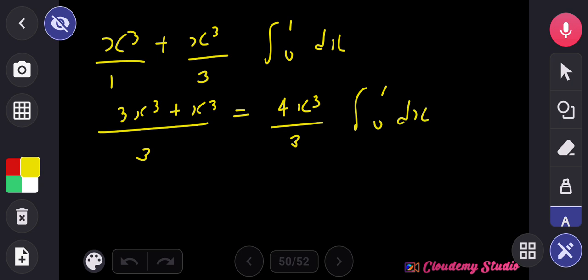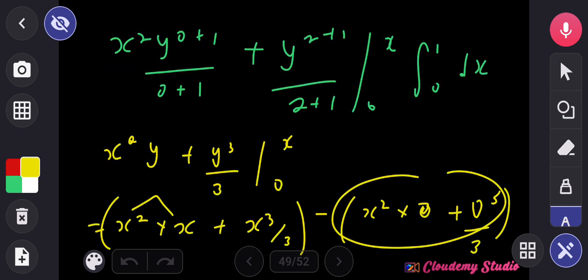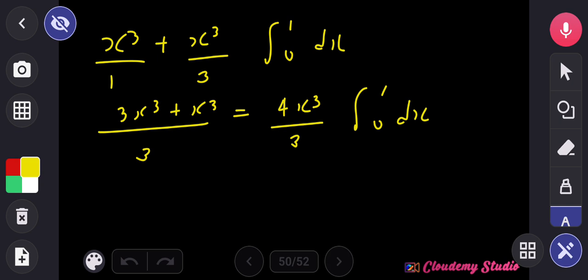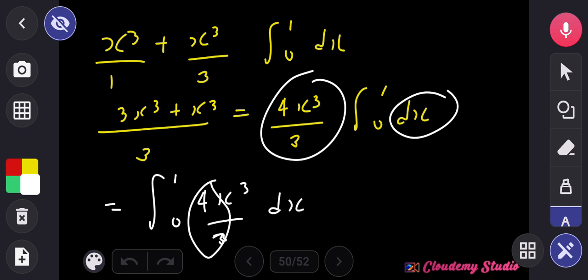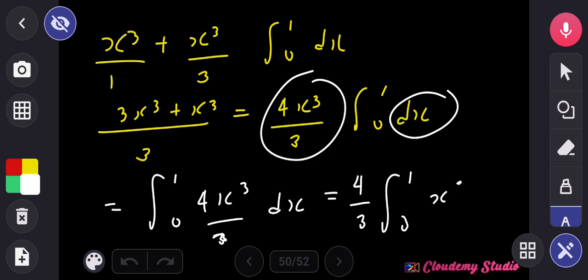Now that I've integrated the first time, the next thing is to integrate the second time. Reintegrate with respect to x. You understand? So if I reintegrate with respect to x, I'm going to be having the integral from 0 to 1 of 4x raised to power 3 divided by 3 dx. I can bring out this 4 over 3 outside. So I'm going to be having 4 over 3 times the integral from 0 to 1 of x raised to power 3 dx.